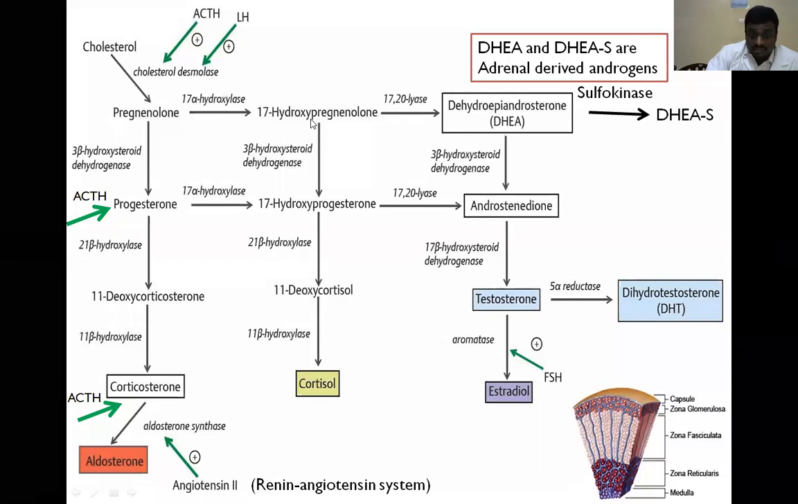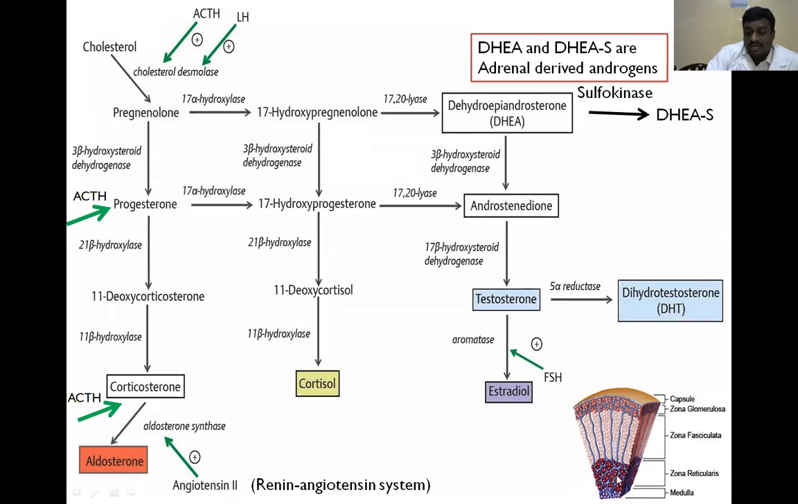These reactions take place in the zona fasciculata, the second layer. Then this hydroxypregnenolone, in the presence of dehydrogenase and then hydroxylase, is finally converted to cortisol in the zona fasciculata. And finally, this hydroxypregnenolone, in the presence of the lyase enzyme, is converted to dehydroepiandrosterone in the zona reticularis.